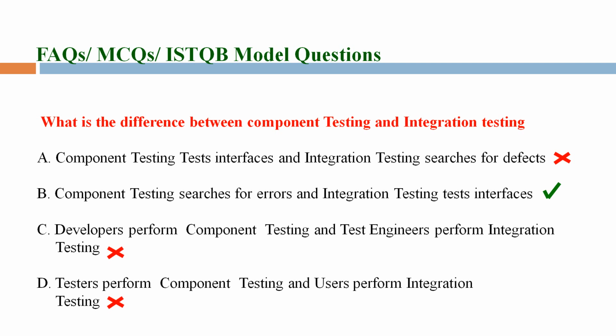And component testing searches for the errors. Obviously, integration testing tests the interfaces. Component testing means unit testing, or program testing, or structural testing, or element testing. So during this unit testing, what will the developers do? Developers will search for the errors. Are there any errors in the program? In integration testing, predominantly the software developers will test for the interfaces, whether the interface is working properly or not, right?